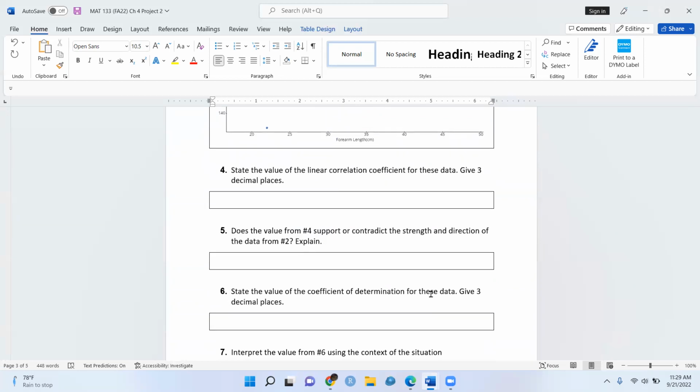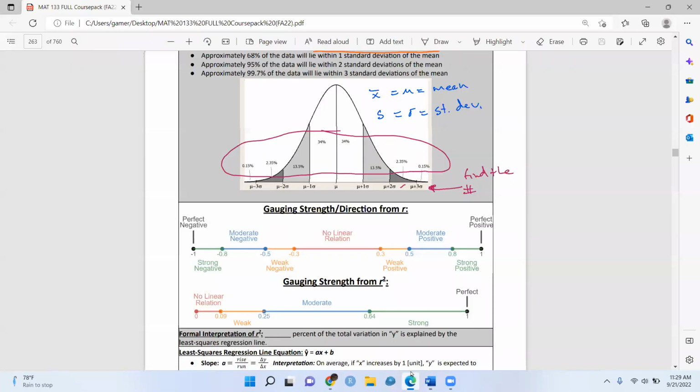So it was weak because it was just over 0.5. Just over 0.5 puts it in the moderate. Or moderate, yeah, that's what I meant. Yes. Thanks. You're welcome. Okay.